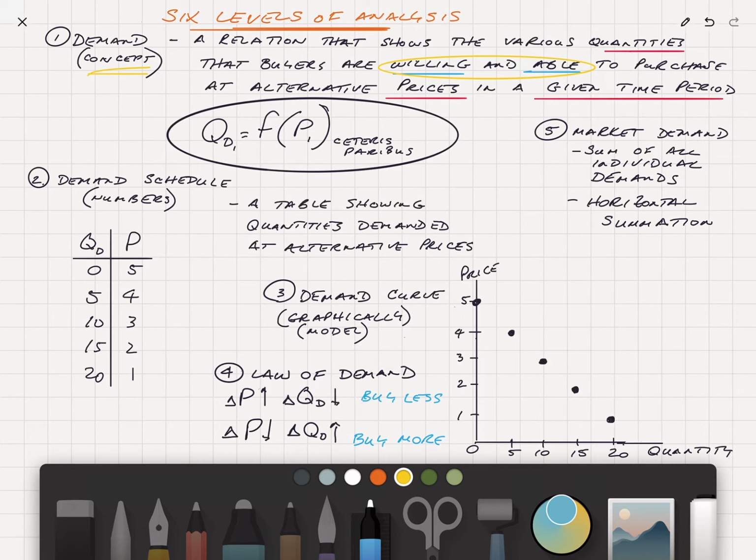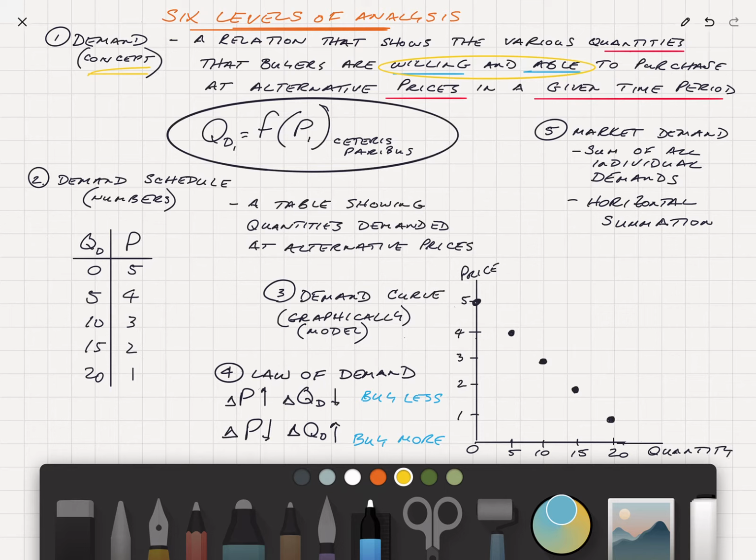You recall our assumptions regarding households in economics is that you are utility maximizers subject to an income constraint. You want to be as happy as possible, but you're limited by your income. Ability refers to your income. Now, I've underlined 3 different items here: quantities and prices in a given time period.